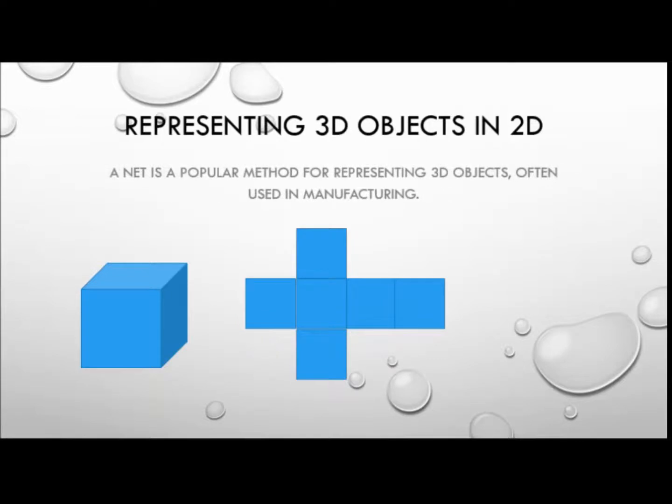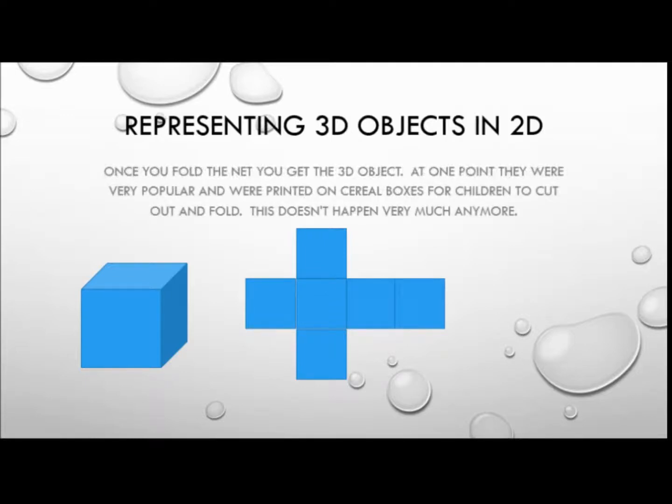A net is a popular method for representing three-dimensional objects in two dimensions. It's often used in manufacturing. One of the most famous nets, of course, is a cardboard box. Once you fold the net, you get the three-dimensional object.